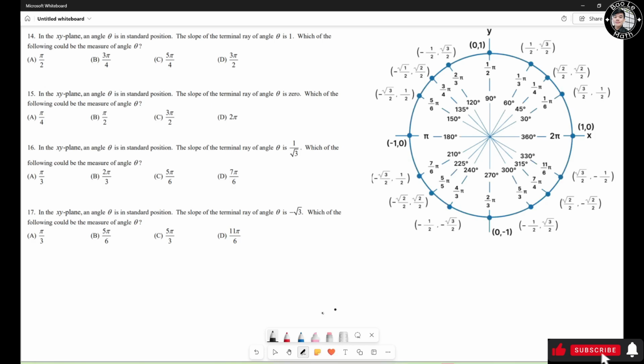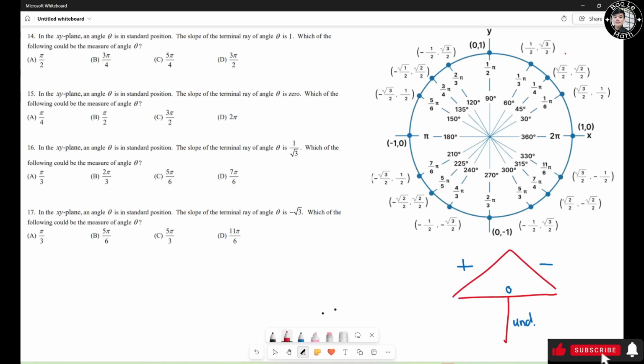Now let's move on to the next example. In this example, we need to understand the slope of the terminal ray. Now we're going to use the Christmas tree trick. If the lines go in this way, the slope is positive. If the lines go in this way, the slope is negative. If the lines go in this way, the slope is 0. If the lines go in this way, the slope is undefined.